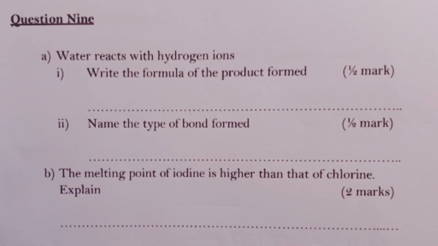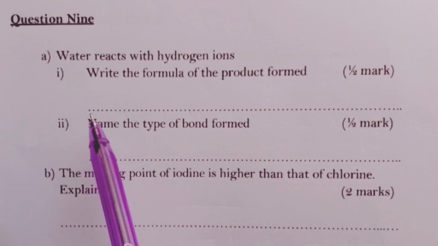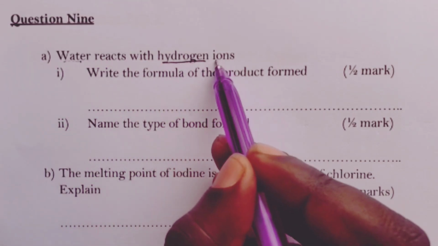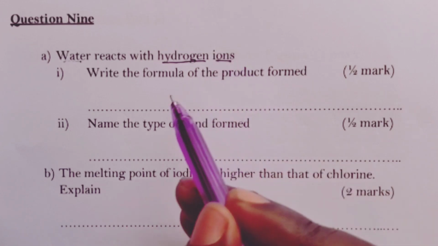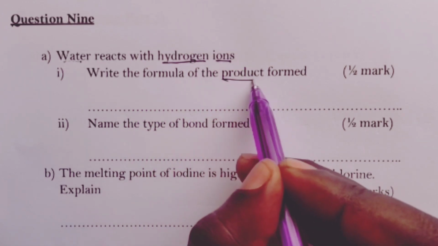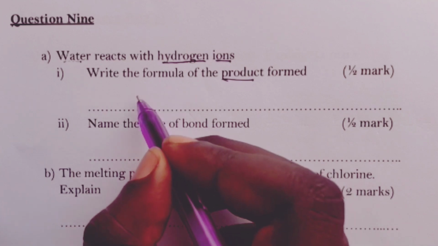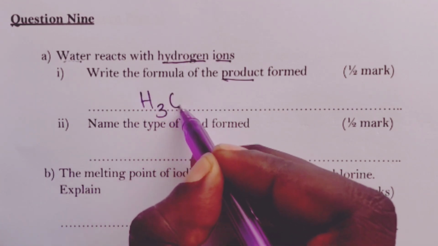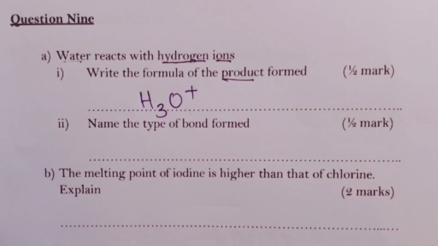Question 9, part A, is telling us that water reacts with hydrogen ions, and we are supposed to write the formula of the product formed. This is simply the hydroxonium ion, H3O+.